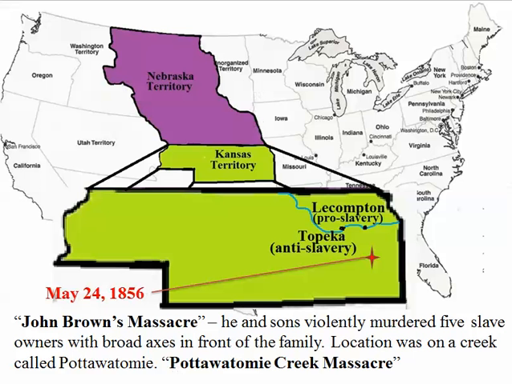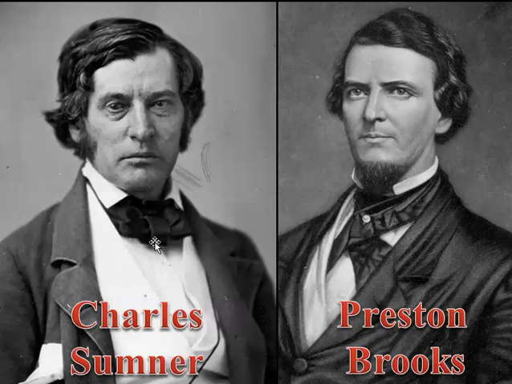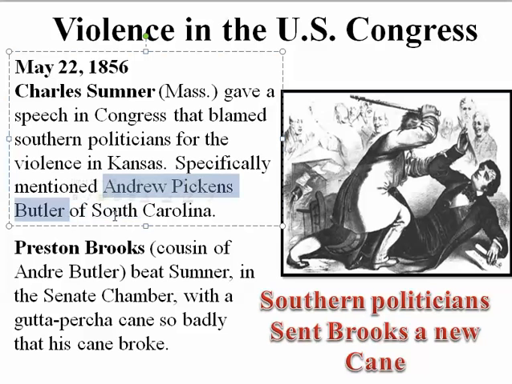Now, violence in Bleeding Kansas didn't just happen out in the territories. Back in Washington, D.C., there was also some violence in the United States Senate chamber between these 2 men here. This man here, Charles Sumner, is from Massachusetts. He was a senator. And this congressman here, his name was Preston Brooks. So some violence takes place between them. On May 22nd, 1856, Charles Sumner rose in the Senate and gave a 2-day speech, and he blamed Southern politicians for the violence that was going on in Kansas. He specifically pointed out a guy by the name of Andrew Pickens Butler, who was from South Carolina.